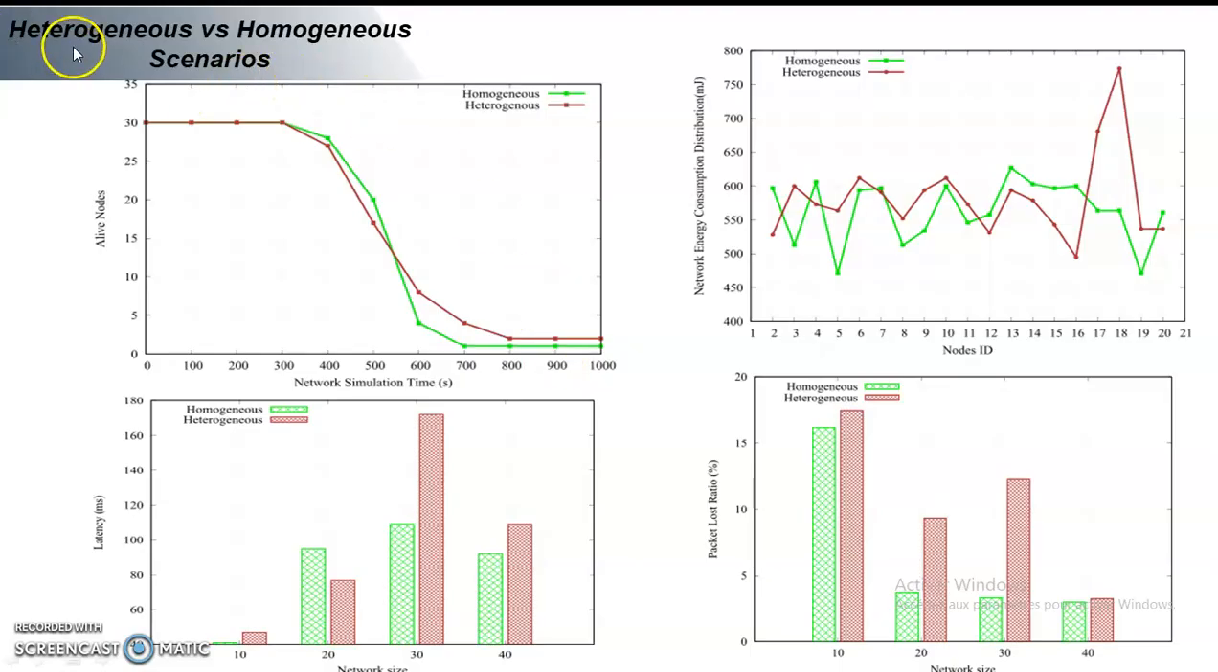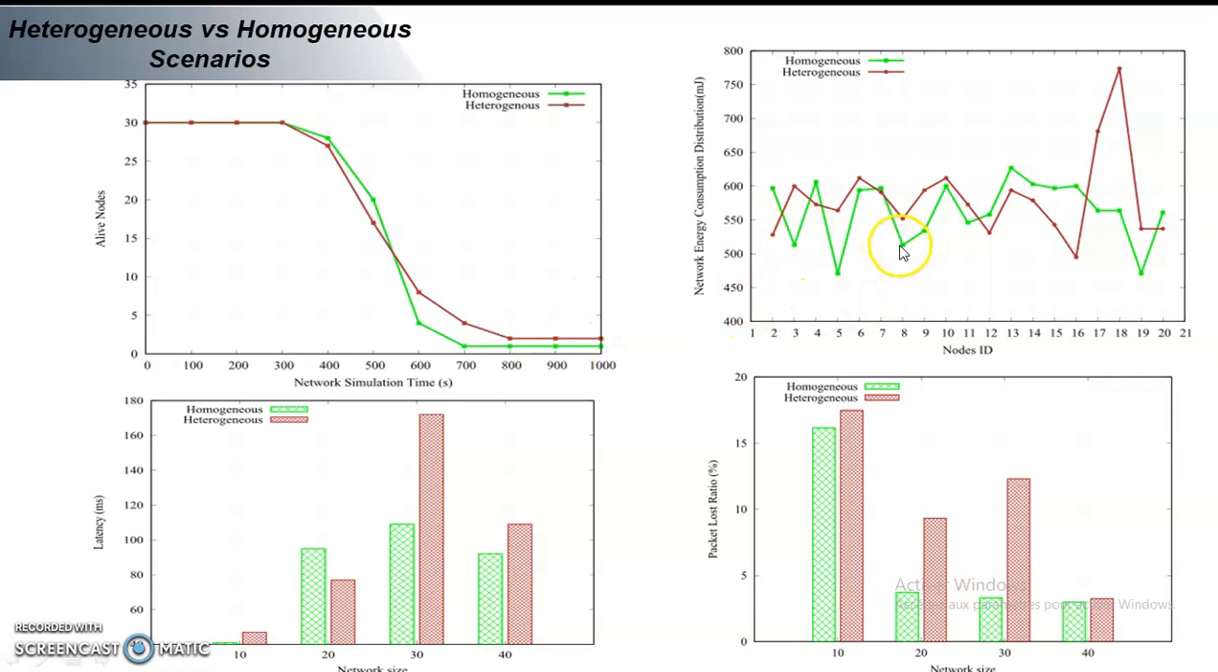For the heterogeneous and homogeneous scenarios, this figure indicates the number of nodes that are still alive until the end of the simulation. For the network including 30 nodes, homogeneous and heterogeneous, we notice that at 300 seconds of the network simulation, the curve starts to decrease toward one node from 700 seconds until 1000 seconds.